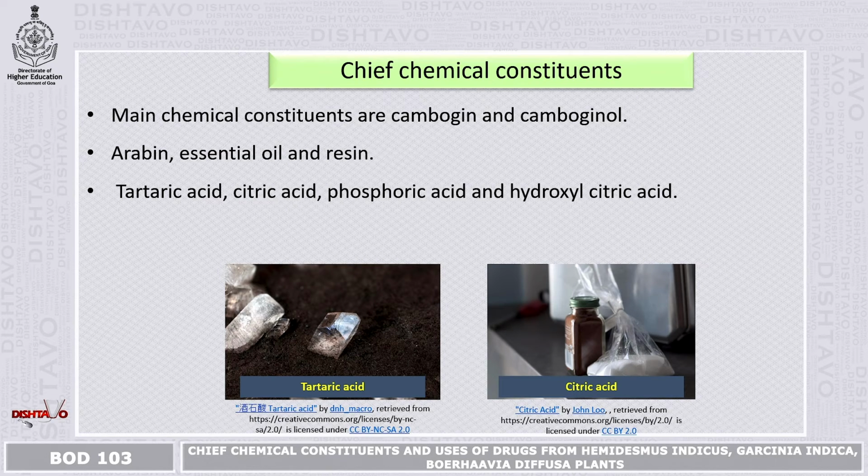It is also said that tartaric acid, citric acid, phosphoric acid and hydroxycitric acid are isolated.